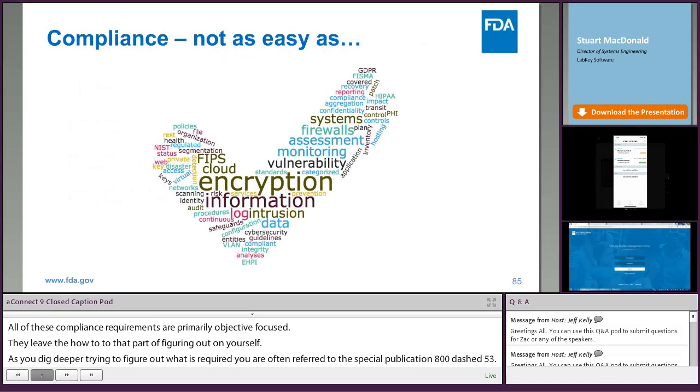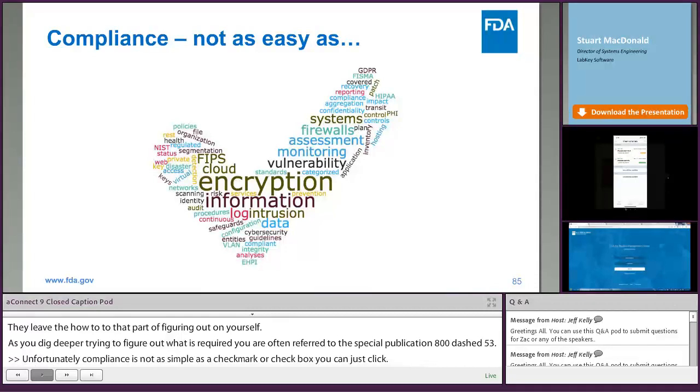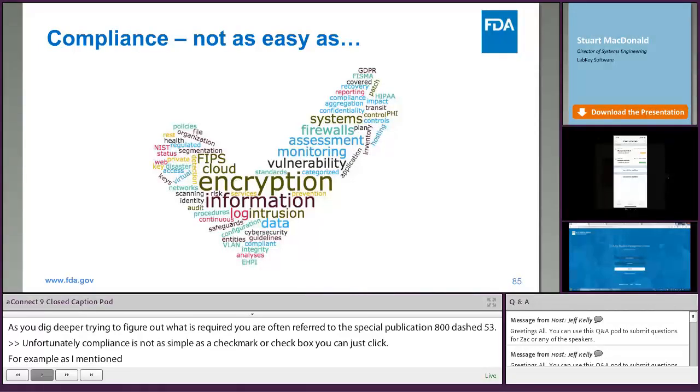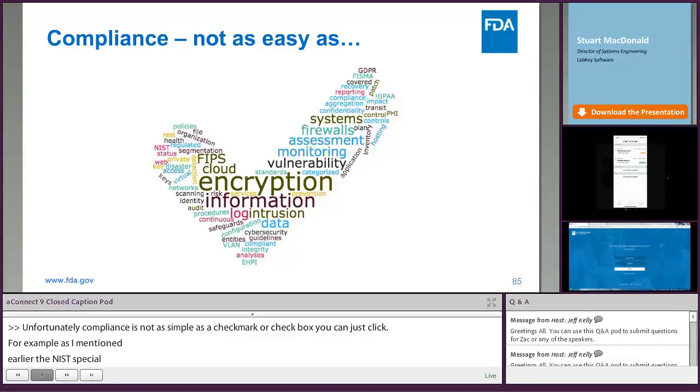But unfortunately, compliance is not as simple as a check mark or a checkbox that you can just click. For example, as I mentioned earlier, the NIST 800-53 special publication document is a measly 462 pages that you need to boil down and sift through in order to determine what you have to do in order to implement a compliant environment.